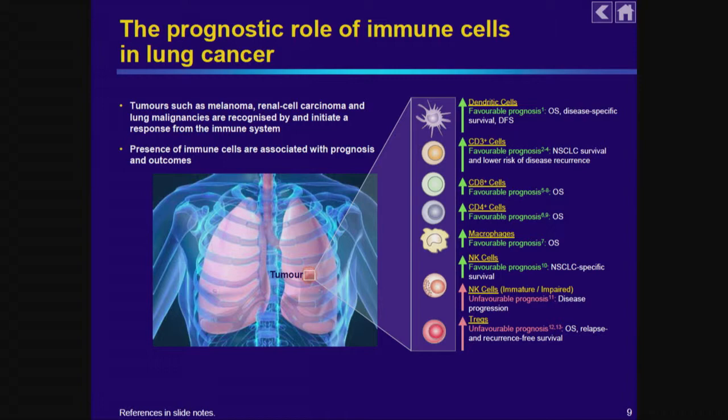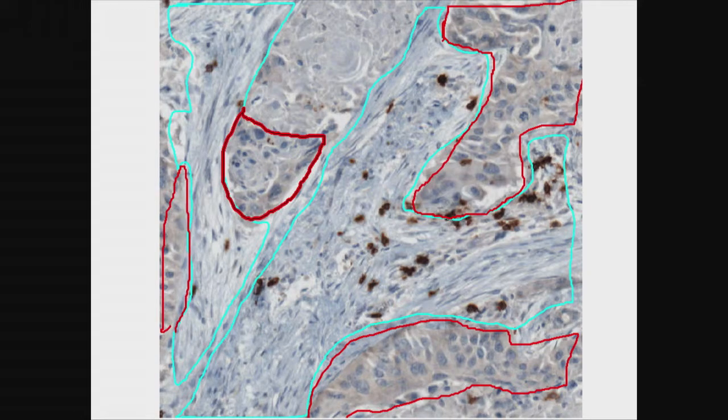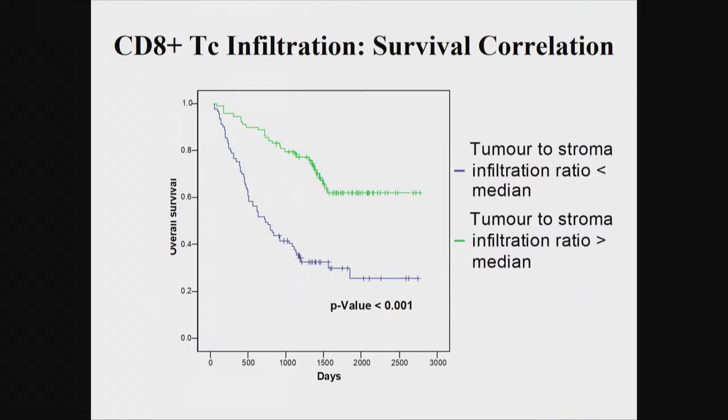And it often depends where those cells are. So I just got a bit of work that we did where we looked at the infiltration of cells either into tumour islets or into the stroma. And what we found was that if the tumour to stroma infiltration level was high for CD8 positive cells, you had a very favourable outcome. This is very similar to data that was reported for colorectal cancer.